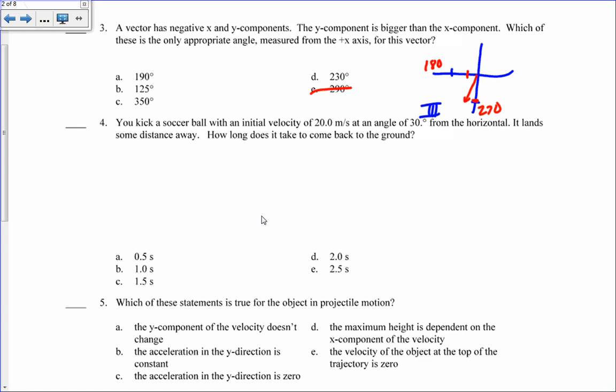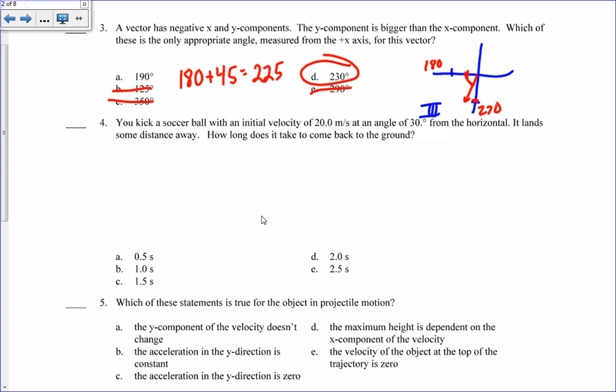All right, so that gets rid of that. Gets rid of that and that. So it's either 190 or 230. But we want the bigger one because it has to be bigger than 180 plus 45, which is 225. All right, so it has to be bigger than that, so that's D. It has to be bigger than that because the y component is bigger than the x component, in which case that angle, that is this angle right here, has to be bigger than 45. It's equal to 45 if the y is equal to the x component.